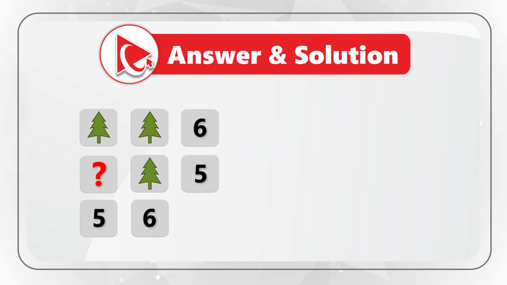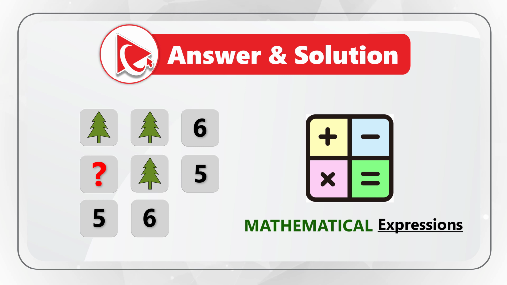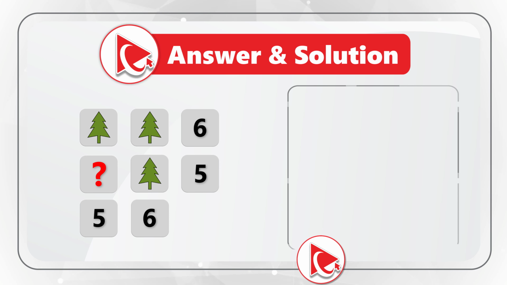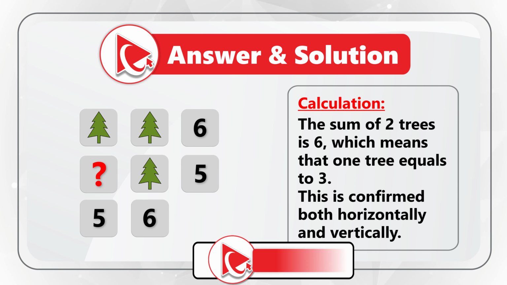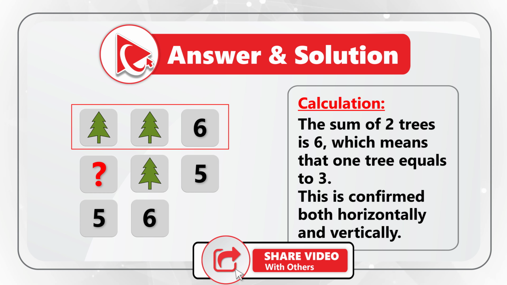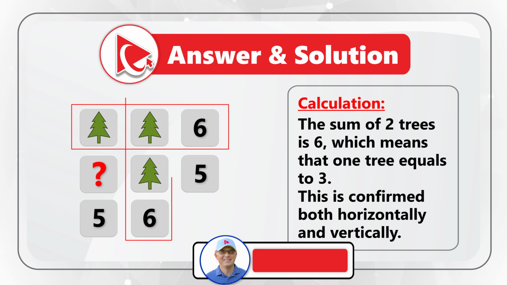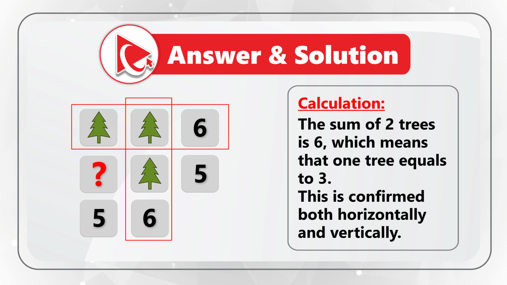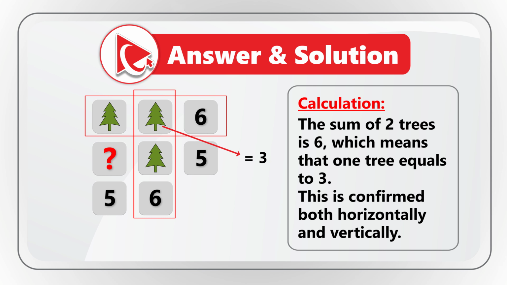As you might have guessed, what we see on the picture are mathematical expressions. For example, the sum of 2 evergreen trees is 6, which is represented by the top row. The same is true for the middle column. Sum of 2 evergreen trees equals 6, which means that 1 evergreen tree equals 3. Now we can calculate the missing number, which would be the result of 5 minus 3, which would be equal to 2.